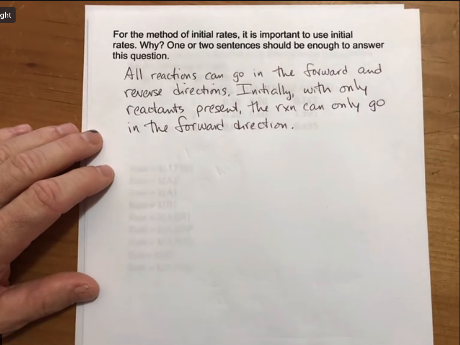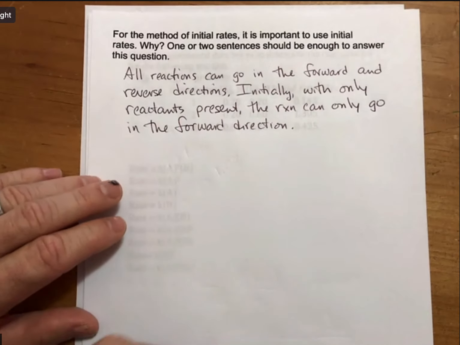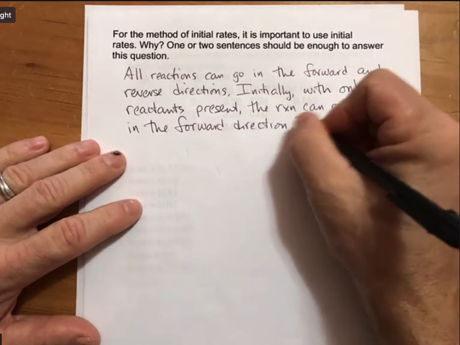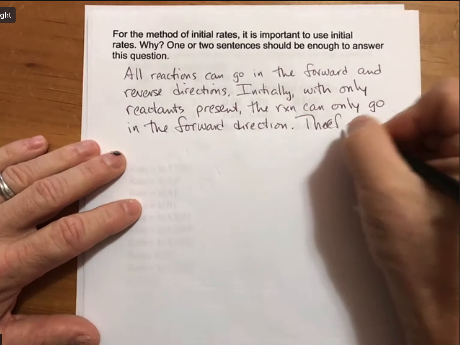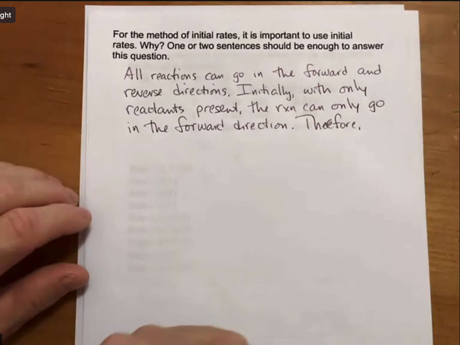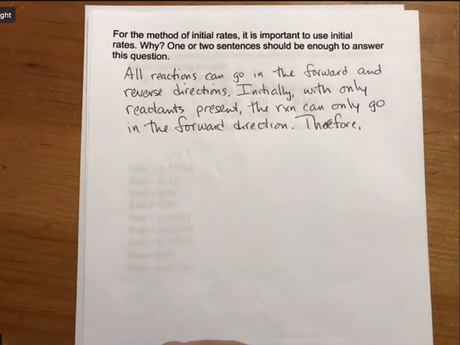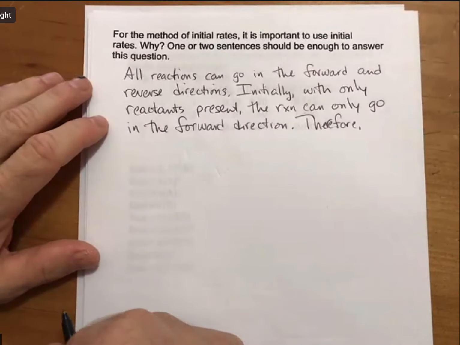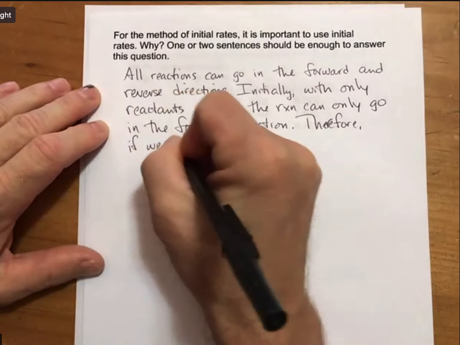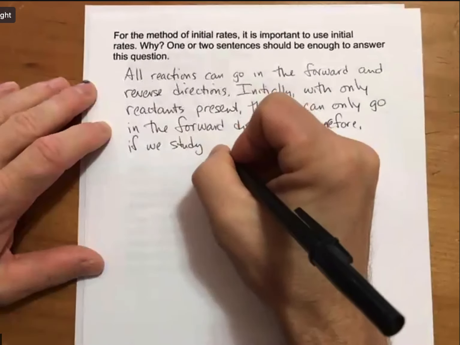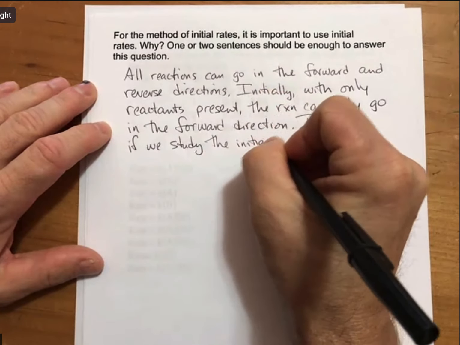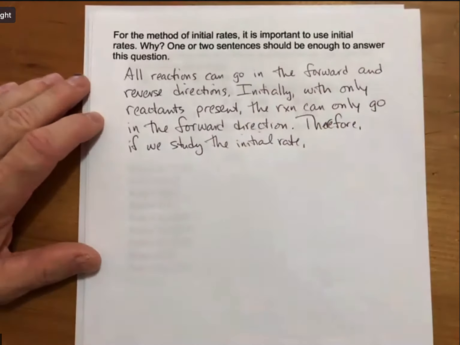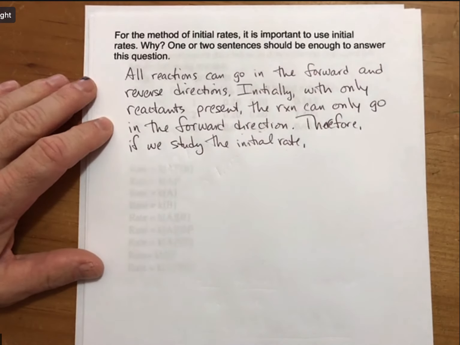I think I'm going to use three sentences here, but that's okay. My third sentence will start with therefore. Therefore, if we study the initial rate, we are studying the kinetics of only the forward reaction.